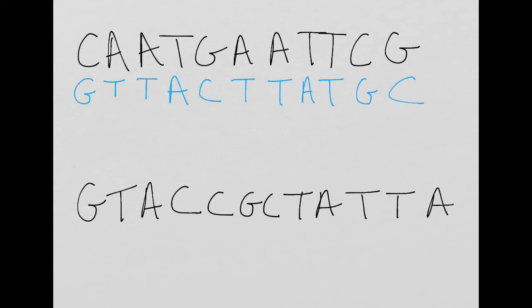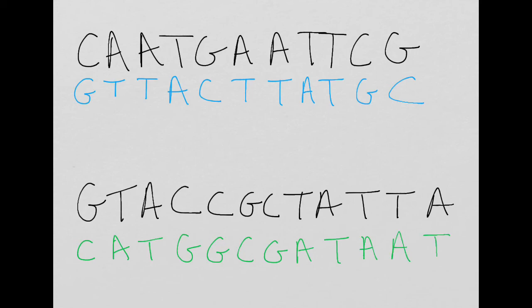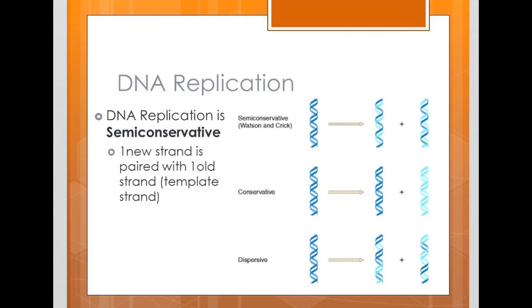So hopefully you paused and you're returning to me, and I'm going to give you the answer to this second problem here. The complementary strand for this template strand would be C, A, T, G, G, C, G, A, T, A, T. So hopefully you got that right. I find this to be a pretty easy part of this unit.